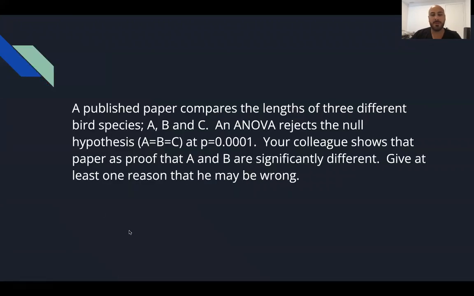To begin, a published paper compares the lengths of 3 different bird species, A, B, and C, and ANOVA rejects the null hypothesis A equals B equals C at P equals 0.0001. Your colleague shows that paper as proof that A and B are significantly different. Give at least one reason that he may be wrong.